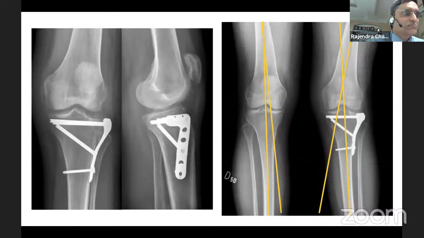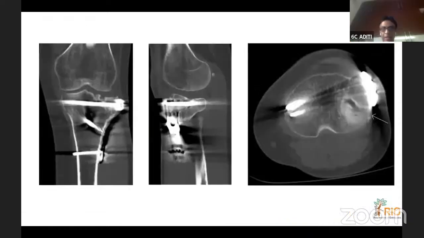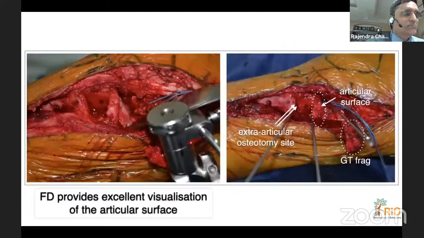Reduction is questionable. You can see an articular step off, and you can see the axial valgus deformity as well in the coronal plane. So again, same principle that I spoke to you about. This is the post-reduction CT scan that you can see, appreciate the malunion over there. Again, this is the exposure with the Gerdy's tubercle osteotomy.